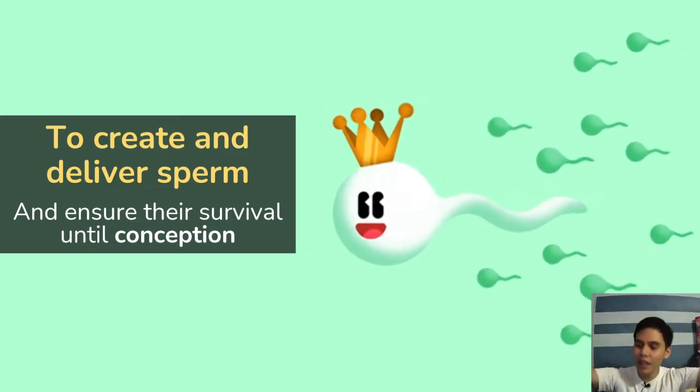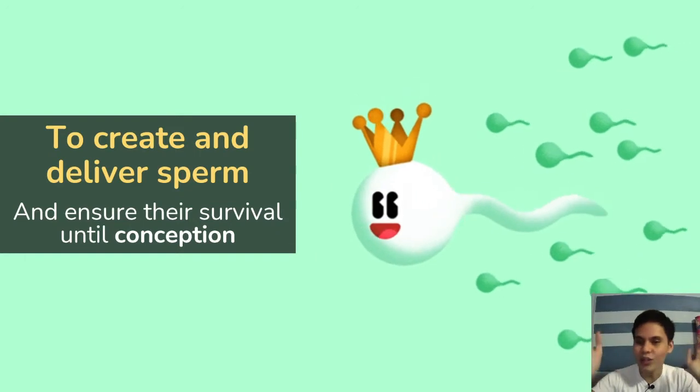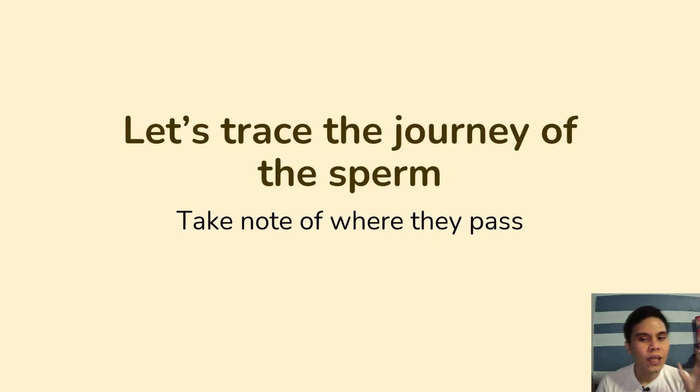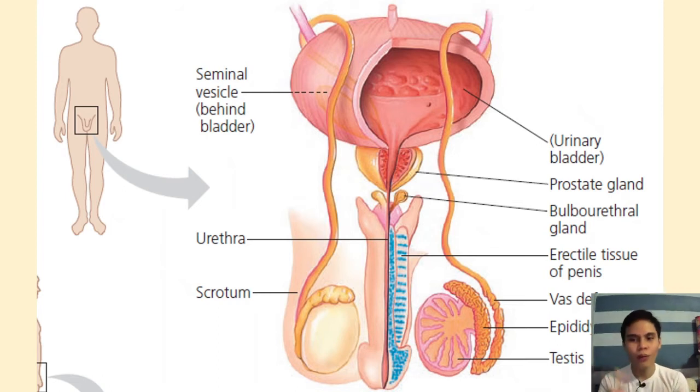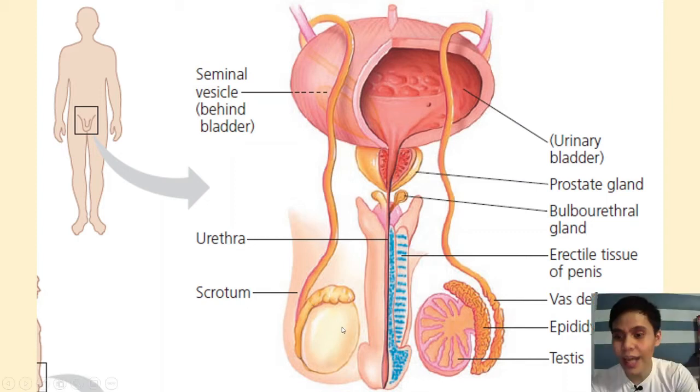It doesn't care about anything else. The well-being of the female, no, whatever. Who cares? Just get that sperm where it needs to go. So let's trace the journey of the sperm. Take note of where they pass through the male reproductive system. So first, we have this image that shows the male reproductive system. So we begin our journey here in the testes or the testicles, otherwise known colloquially as the balls.